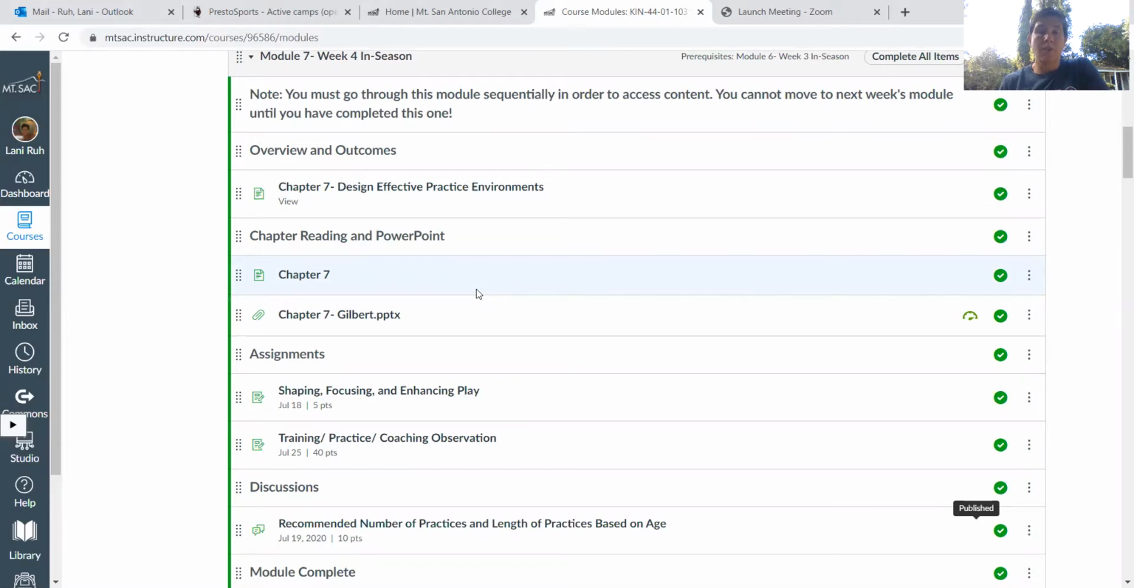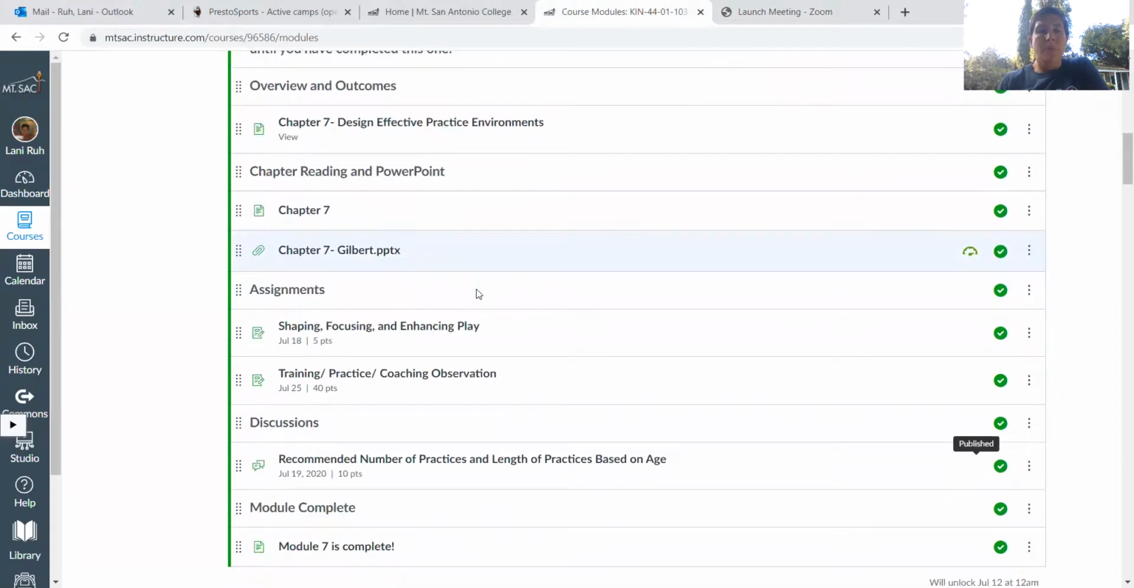Again, if you're not coaching, you can utilize this in the workplace, making a plan for taking tests. You can do these sorts of things in almost any performance, meaning how you perform at work, how you perform in the classroom, those sorts of things you can do in any of those situations. Okay, so we're going to be talking about shaping, focusing, enhancing play.